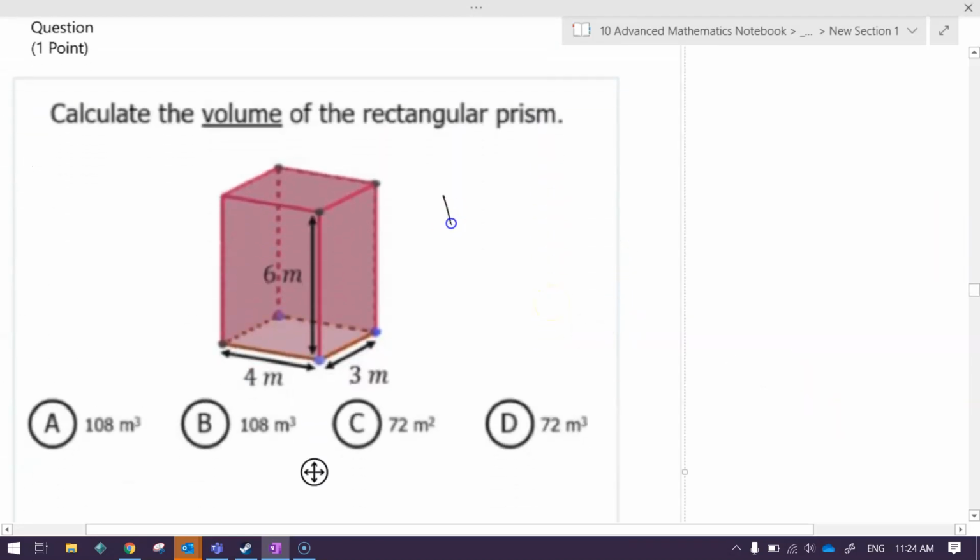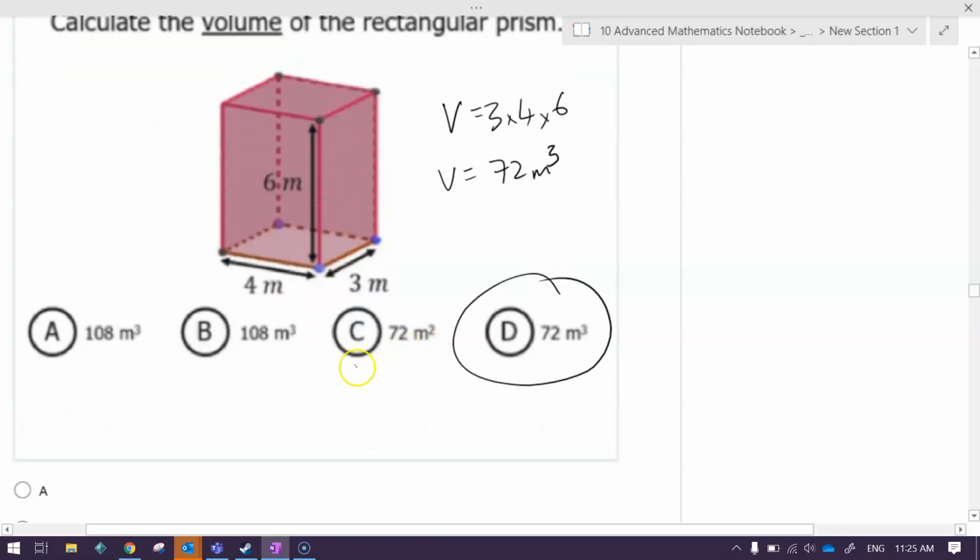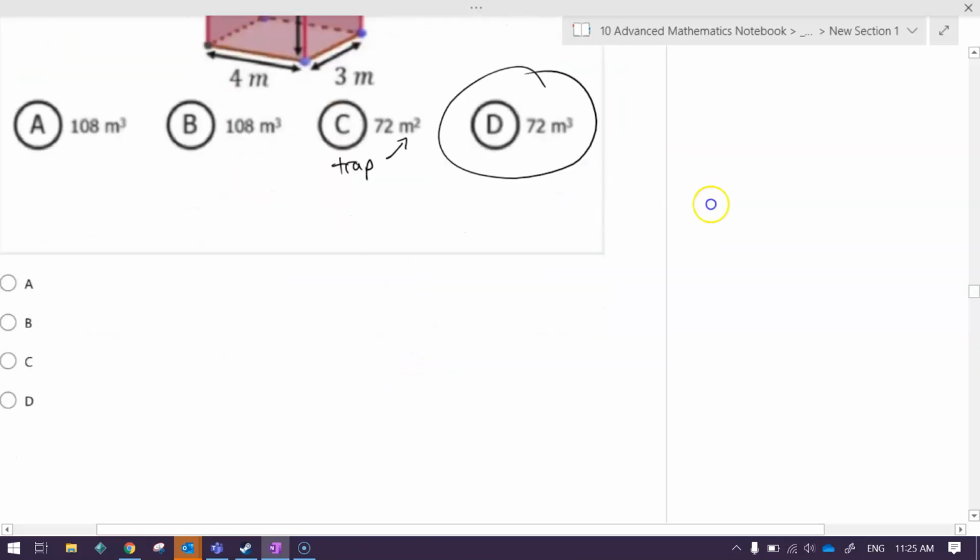Calculate the volume of a rectangular prism. Volume is area of the base times the height. 3 by 4 is 12 multiplied by 6. Volume is 72 meters cubed. A volume has cubic units, 3 dimensions. Don't fall for the trap where they've only given us meters squared.